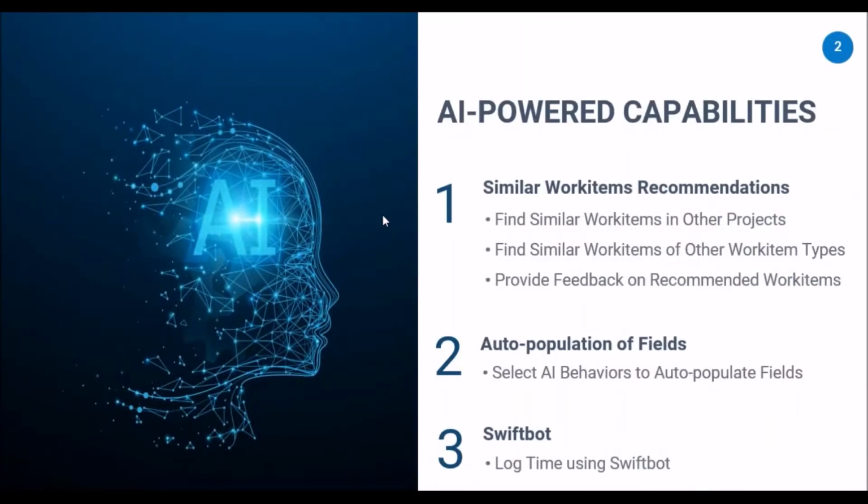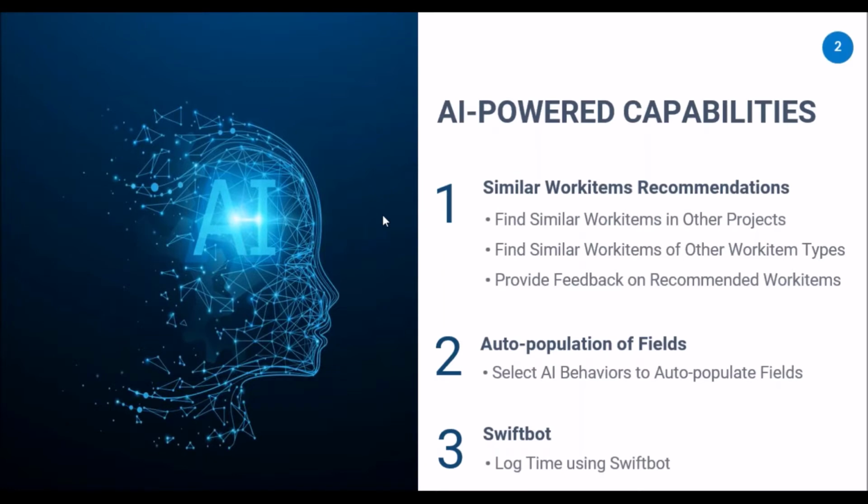So as part of this release, you will now be able to set up the AI-powered similar work items feature such that you can get the complete advantage of your organization's data. You can also fine-tune the AI techniques for recommending field values to be auto-populated so that it serves the purpose of that field. And you can also swiftly log time on your work items via our Swift bot.